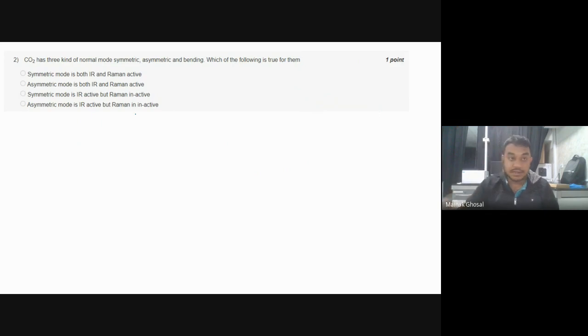Okay. Next question: CO2 has 3 kinds of normal modes: symmetric stretch, asymmetric stretch, and bending. So your question is, which of the following is true for them? In the options, they are asking about the IR and Raman activity of these modes. So you have to find which modes will be Raman active and which modes will be IR active. So what should be the answer?